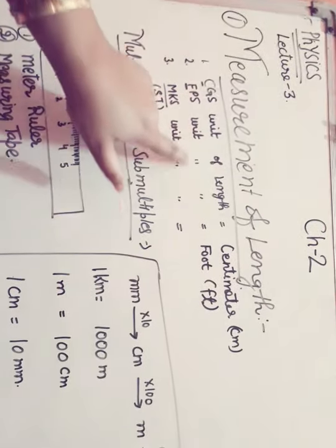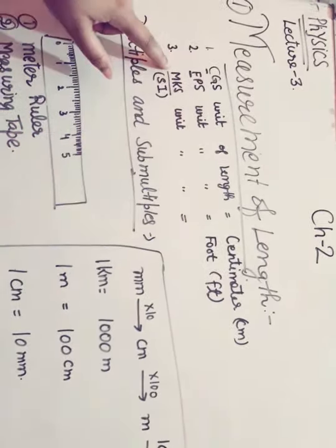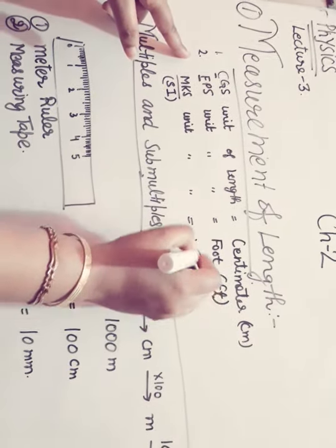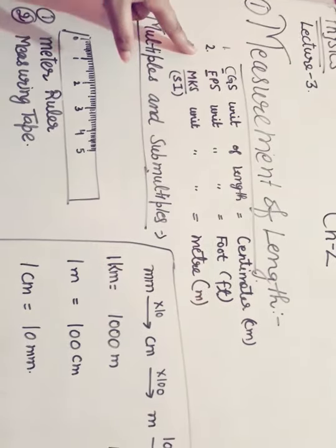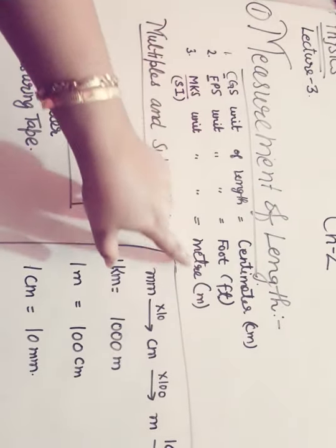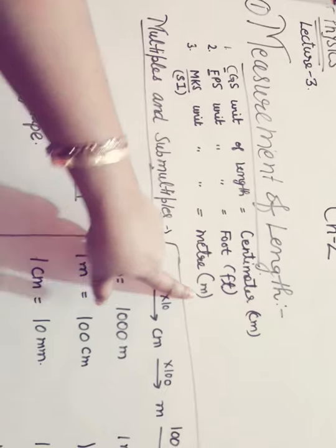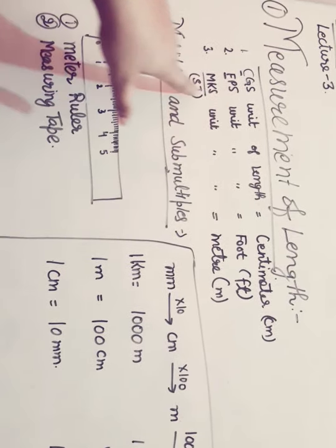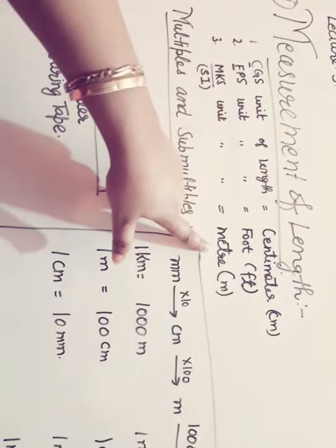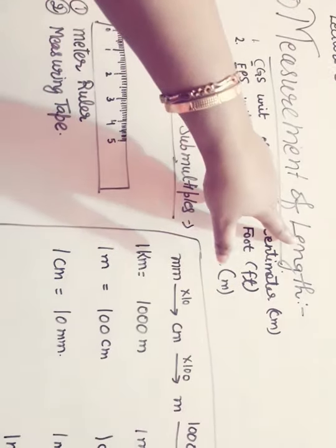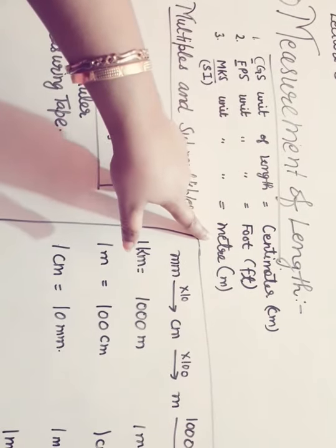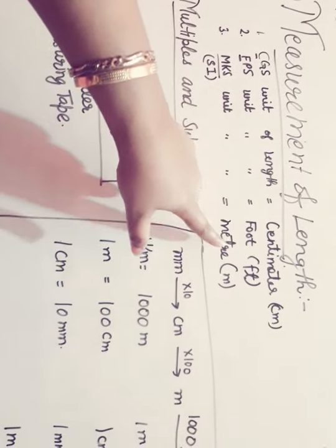F means foot, so the FPS unit of length is foot, and in M's case, M means meter. So the MKS unit of length is meter, represented by m. This is also called the SI unit, the standard international unit of length, which is meter. This is most important: what is the SI unit of length? The answer is meter.